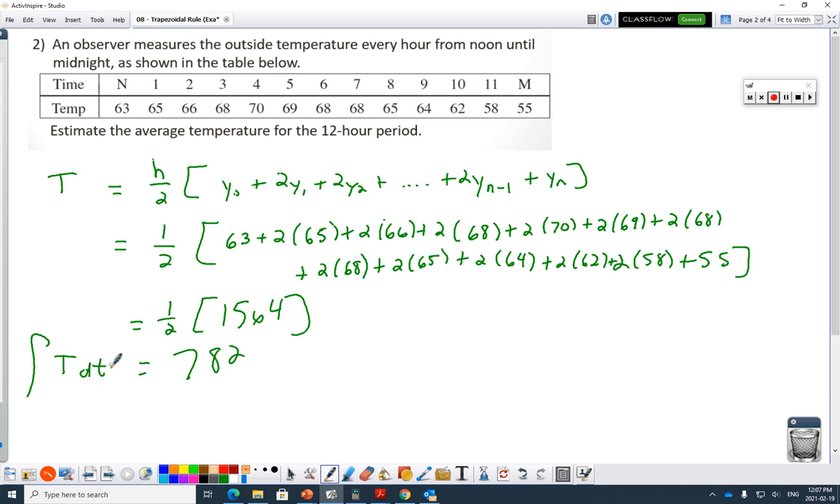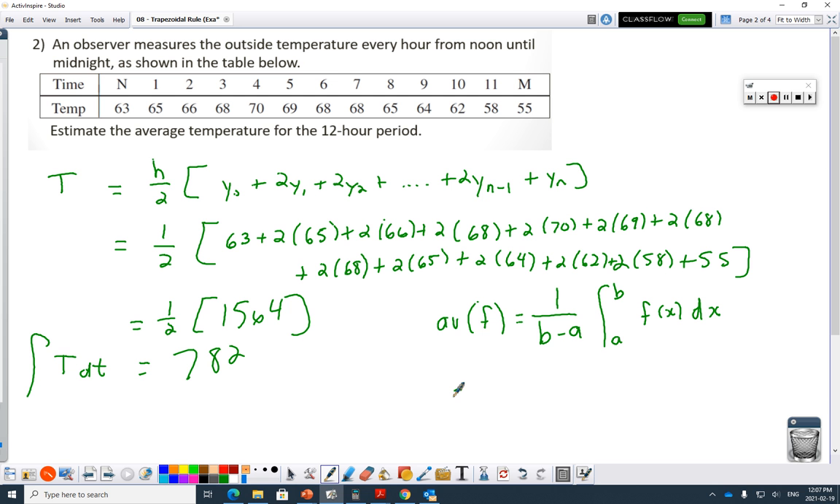Let me write down: average value of a function equals, is it ringing a bell yet? 1 over b minus a times the integral from a to b of f of x dx. So yes, you take the integral, and that'll give you the total area. You want to find the average, so you've got to divide by how wide the integral was.